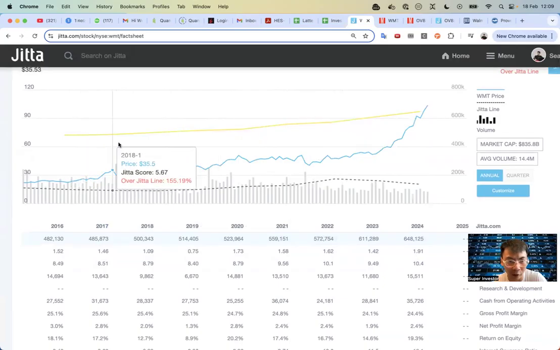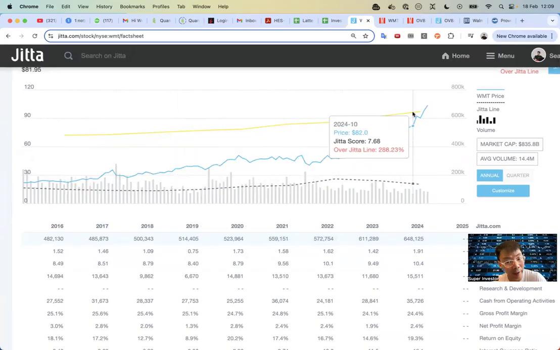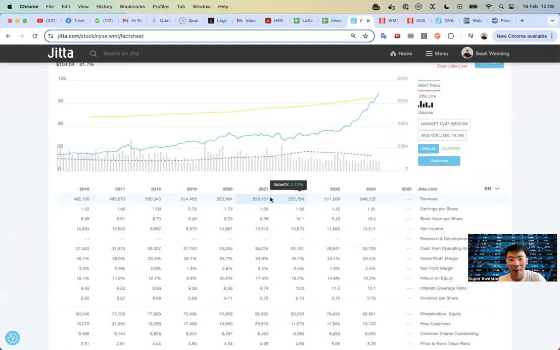This yellow line doesn't look like it's growing. Well, it's actually growing, but not as fast as we may like. Later, we can take a look at the growth rate. But so far, looks pretty good. Would you like to have a company like this? Would you like to own, imagine the whole entire Walmart is yours.